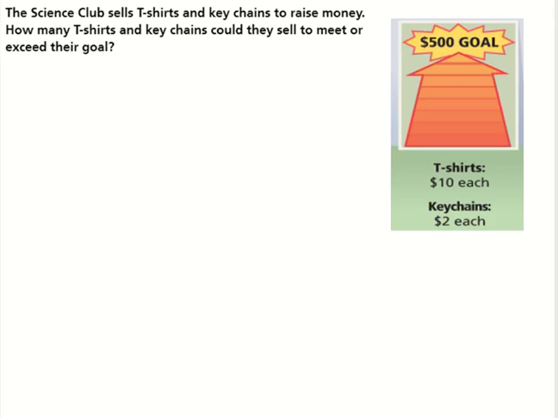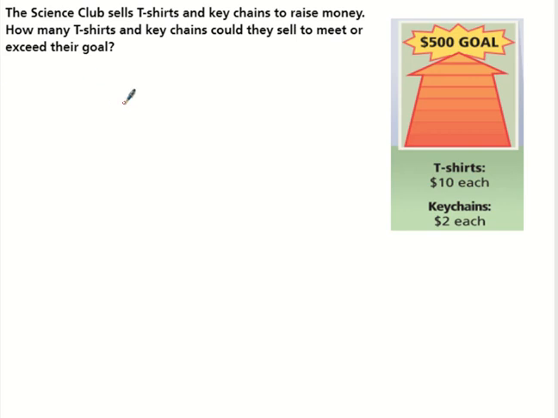Now you might have some word problems. The Science Club sells t-shirts and keychains to raise money. How many t-shirts and keychains could they sell to meet or exceed their goal? What we want to do is start off with an inequality. They have a $500 goal, and they're selling t-shirts and keychains, $10 each and $2 each. There are a lot of possible combinations they can sell in order to get to that $500.